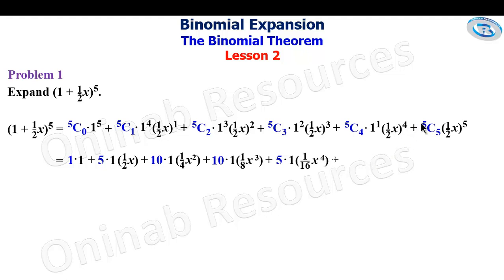Then finally we have 5C5, which gives 1. Then times 1/32 x^5, since 1 over 2 raised to power 5 is 1 over 32, then x raised to power 5.